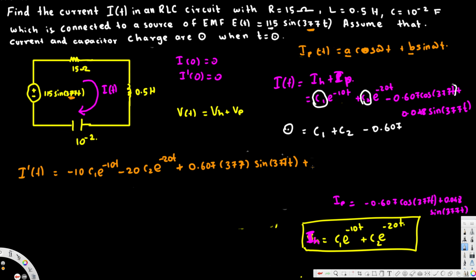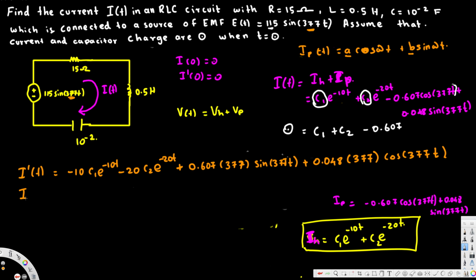So here we are going to have 0.048 multiplied by 377 sine, actually sine will turn into cos, so this is going to become cos. So here we are going to have cos 377t. Okay, now we are going to apply the second initial condition.